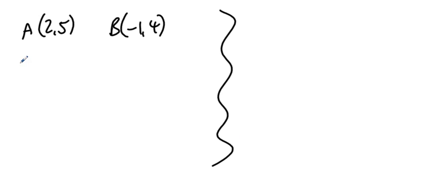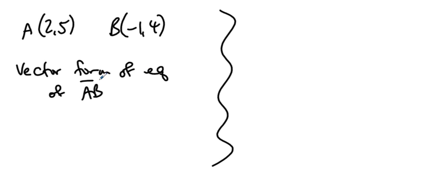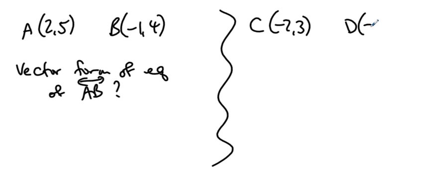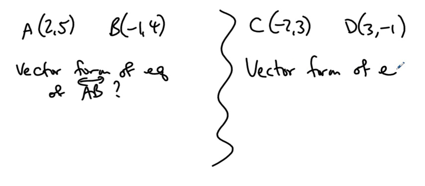So, for you, if the point A is 2, 5 and the point B is negative 1, 4, I would like the vector form of the equation of the line between A and B. Vector form of the equation of line AB. And if C is the point negative 2, 3, and D is the point 3, negative 1, looking for the vector form of the equation of line CD.